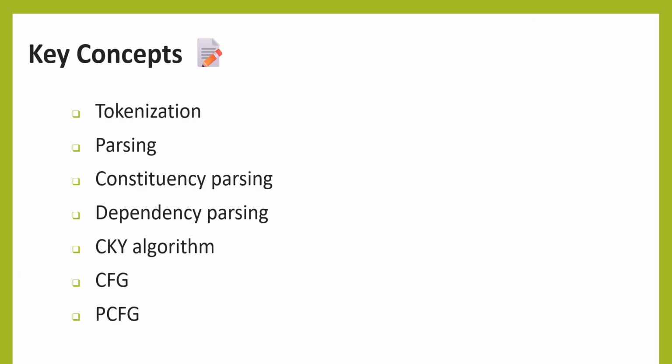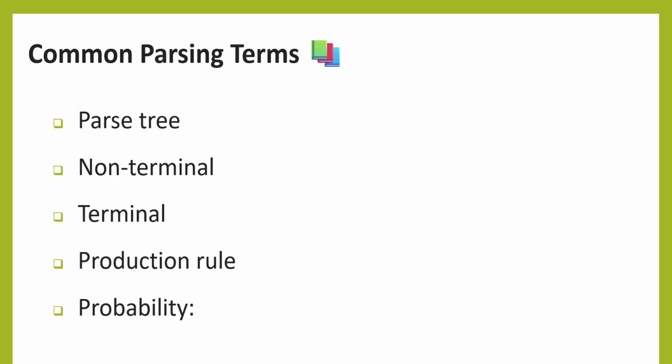A CFG is a set of production rules for generating a language, and a probabilistic context-free grammar is a context-free grammar that assigns probabilities to each production rule. Next comes the common parsing terms. A parse tree is a tree-like representation of the grammatical structure of a sentence. A non-terminal is a symbol that can be replaced by other symbols. A terminal is the basic symbol of the language. A production rule is a rule that governs how symbols can be combined. And probability is a measure of the likelihood of a sentence being grammatically correct.